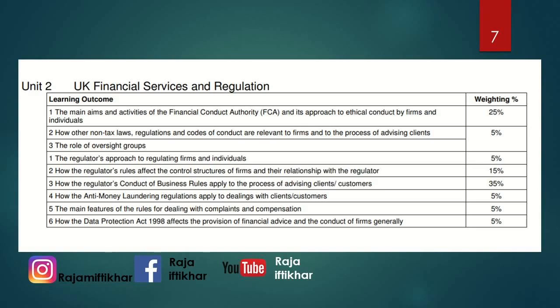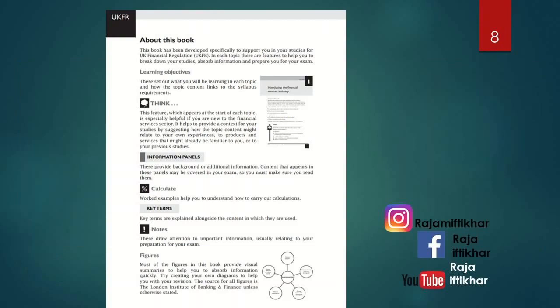the main aim and objective of the Financial Conduct Authority is its approach and ethical conduct of firms and individuals. That's 25%. Then you have 35% on how the regulator's conduct of business rules apply to the process of advertising to a client's customer. Anyways, this is the main point that I wanted to talk about. Very crucial, actually, not the main point. So this gives you an idea.